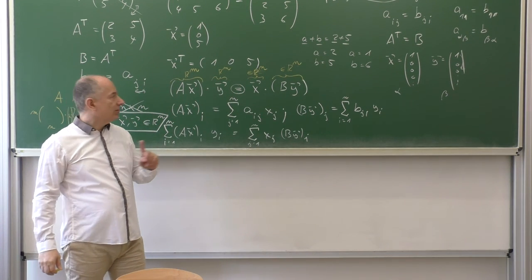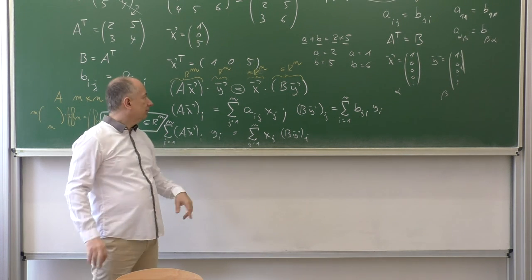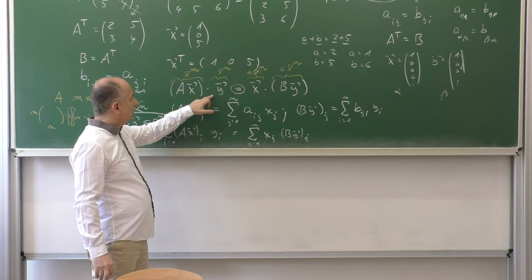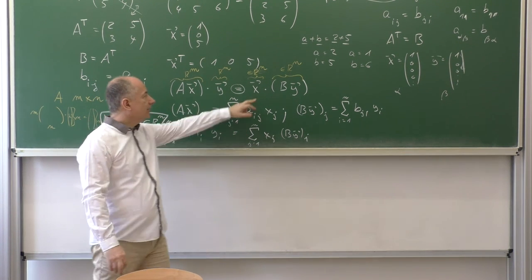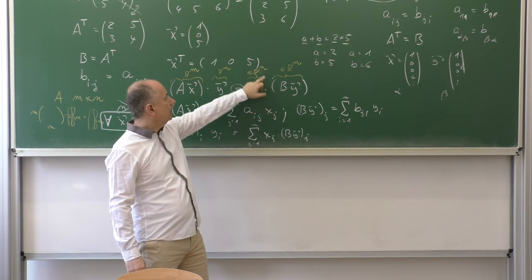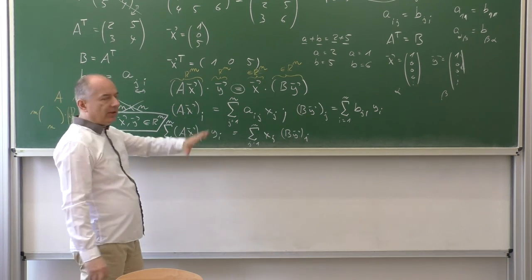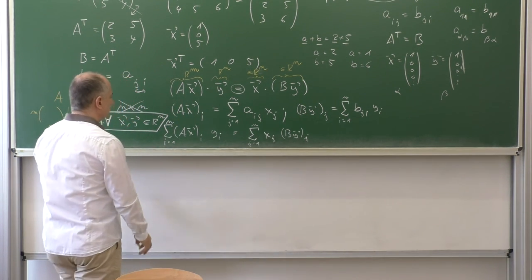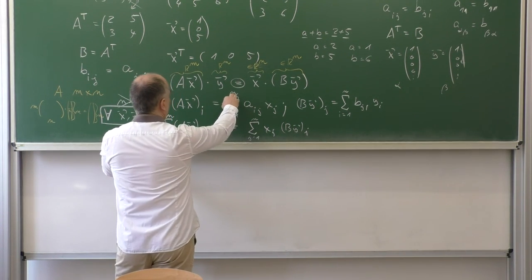In this case, we have a different scalar product on each side. This is a scalar product of two vectors, each having m components, and this is a different dot. This is a different operation, scalar product of two vectors with n components. But everything works perfectly as well. Just we must be a little more careful with the dimensions.